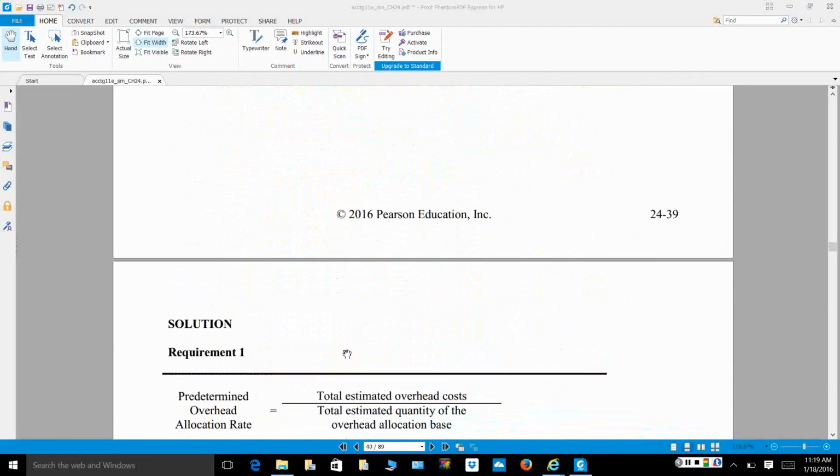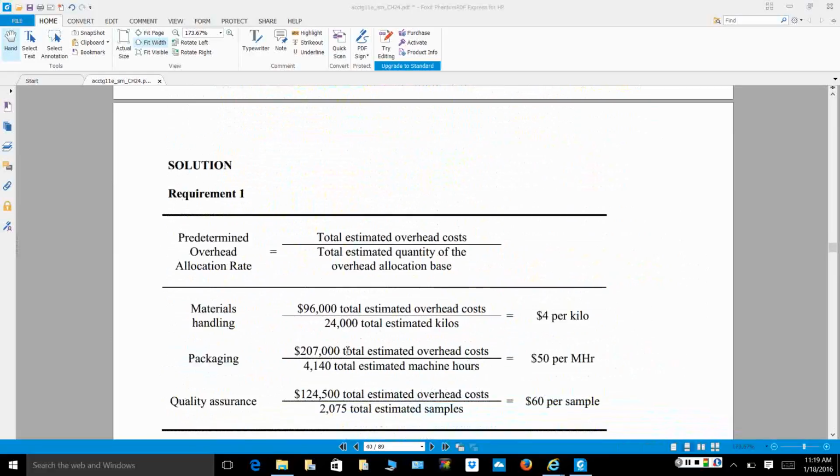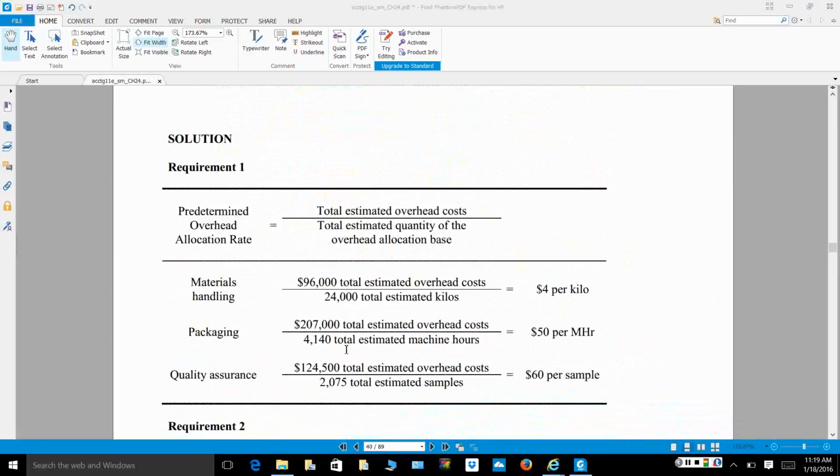So if we begin with the ABC method in requirement 1, remember our overhead allocation rate is simply what is our total estimated overhead cost and what is our estimated overhead driver or base. Your book told us the estimated overhead for materials, packaging, and quality assurance. They gave us the estimated drivers, 24,000 kilos, 44,140 machine hours, and 2,075 estimated samples. So now we can calculate this predetermined overhead allocation rate.